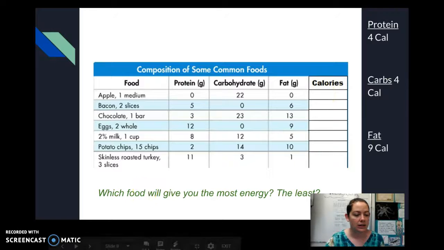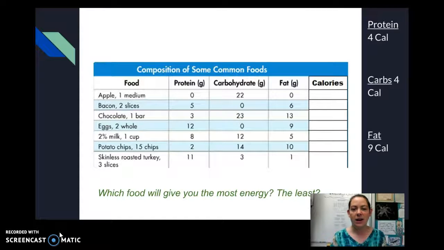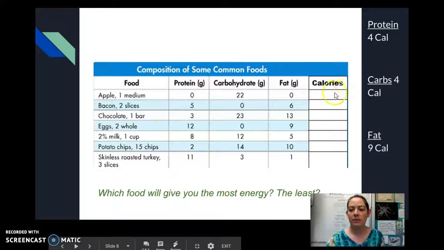So let's see, pull out my handy dandy calculator. You might want to pause the movie and go grab one if you don't have one with you. So 22 carbohydrates, and then 4 calories per gram. So 22 times 4 is 88. So on your paper, write down here that an apple has 88 calories.